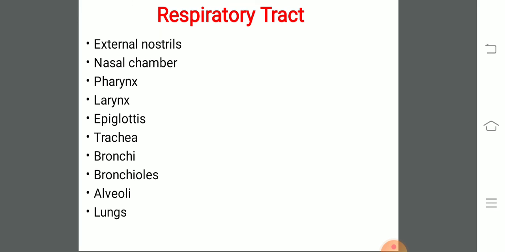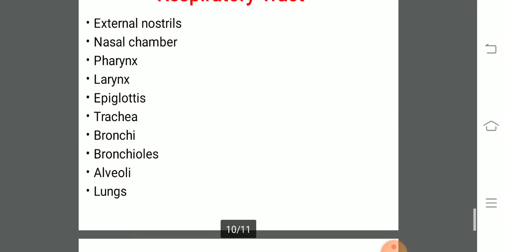So I hope all of you understood the structure and the functions of the different parts in the respiratory system.